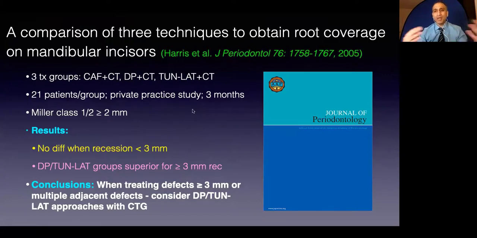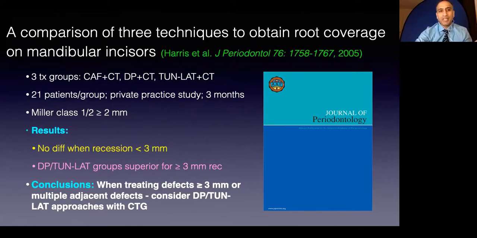For me, as a private practitioner, this makes me a little bit more excited because it's not under the same control as a university study. The only downfall to this study really was that it's a 3-month study. It looked only at Miller class 1 and class 2, but recessions that were 2 millimeters or greater.